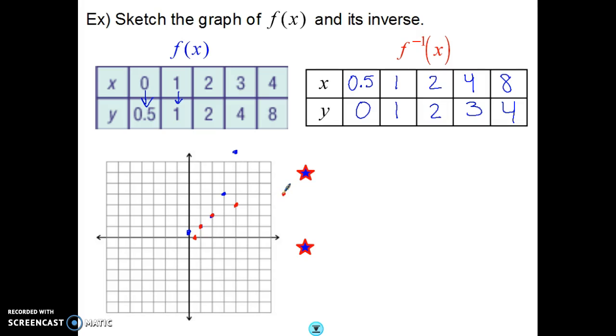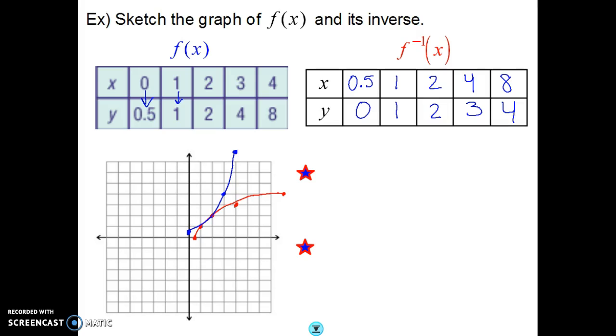I probably should have done this earlier, but now let's draw in the curve connecting these. Let's see if I can get a good curve. That was okay. And we'll go back and do the same thing for f of x as well. So there are two functions, f of x and its inverse.